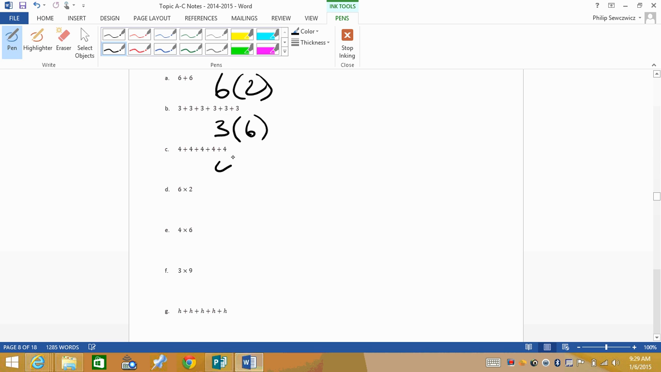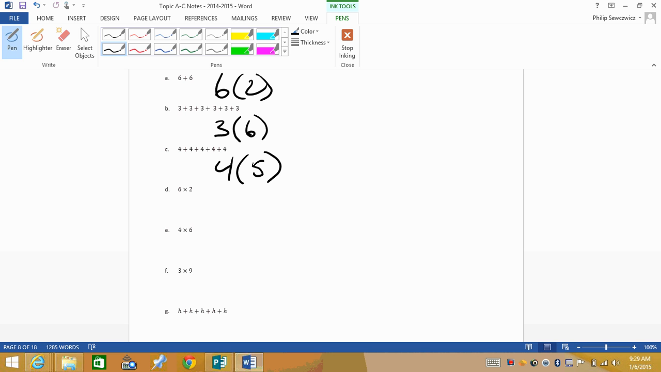I've got the 4, and how many times does it show up? A 1, a 2, a 3, a 4, a 5. So again, repeated addition is the same as multiplication. Now with part D, we're going the opposite direction. They're giving us a multiplication, which means it's a repeated addition problem.